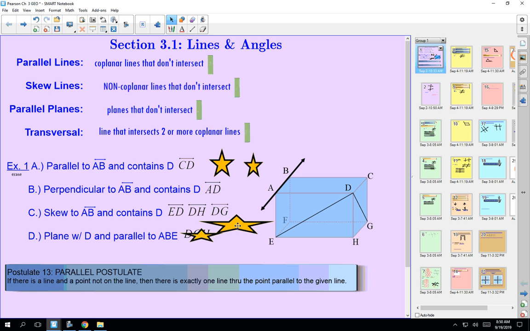Line ED is skew to AB because it is not in the same plane as AB. It's neither in the top nor that left side there, and it's never going to intersect with AB. AB is just cruising along like this, and that one's coming through like this. So they are skew. They're never going to intersect.